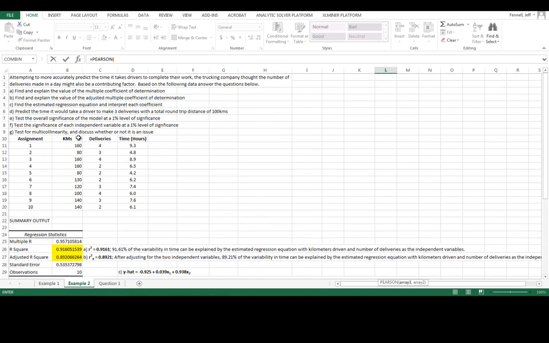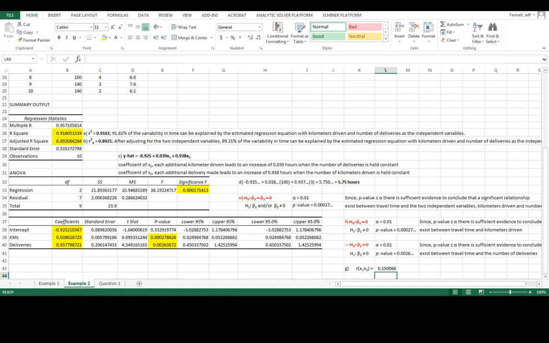So running the Pearson between kilometers and deliveries, we get an R value of 0.15. So where we think that multicollinearity might be an issue is only when that Pearson value is above absolute 0.7. So this is quite a weak relationship, only 0.15.